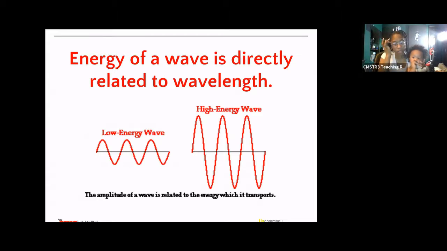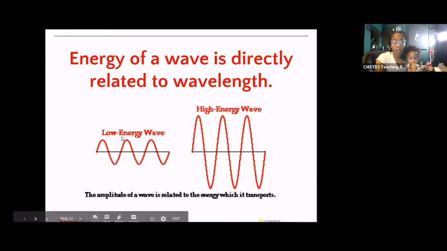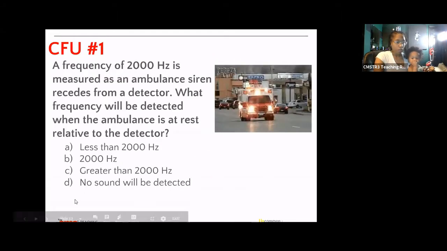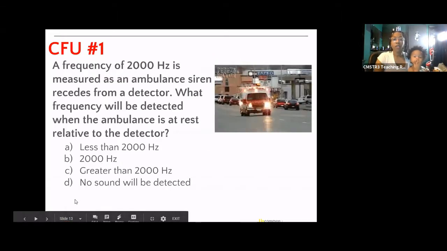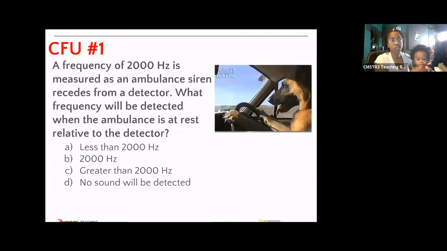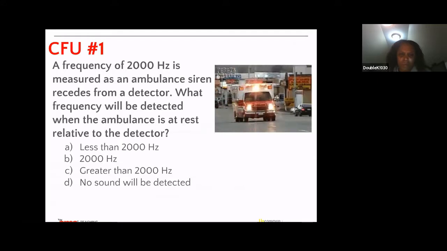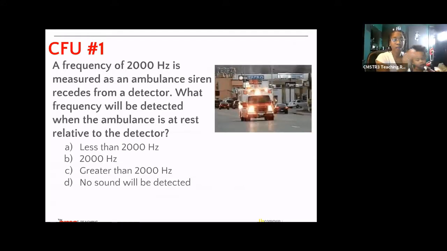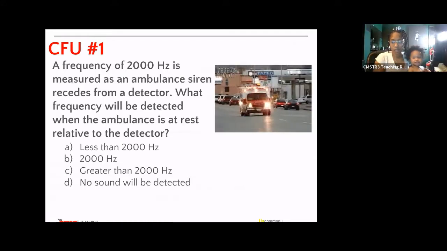There's a question I'm going to ask you next, and it's going to seem weird, but it's about a wave phenomenon that we probably experience fairly regularly, and it's something they like to ask us about in this weird format. The question looks like this: the frequency of 2000 hertz is measured as an ambulance siren received from a detector. What frequency will be detected when the ambulance is at rest relative to the detector?